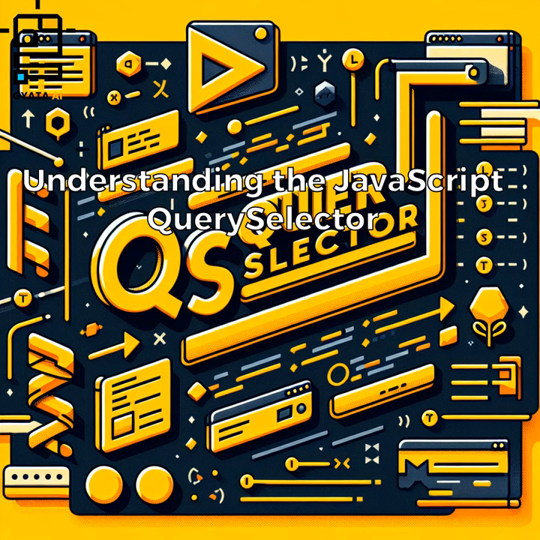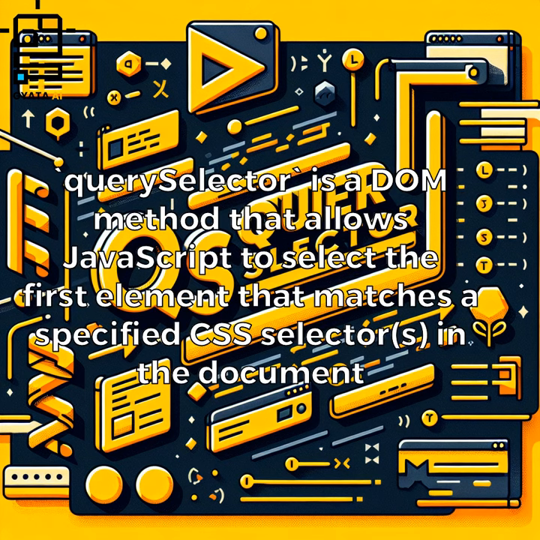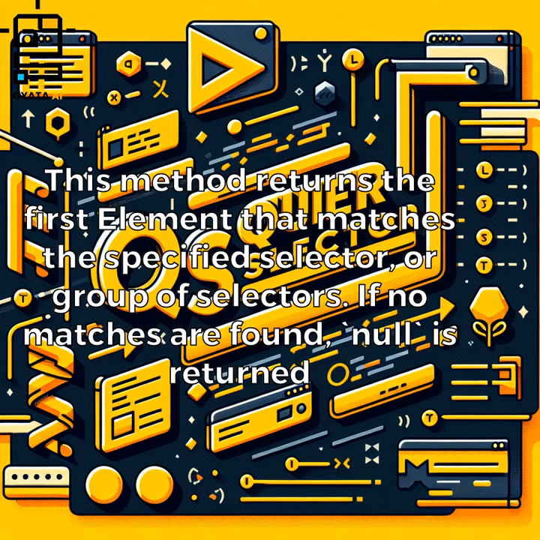Understanding the JavaScript querySelector. querySelector is a DOM method that allows JavaScript to select the first element that matches a specified CSS selector in the document. This method returns the first element that matches the specified selector or group of selectors. If no matches are found, null is returned.